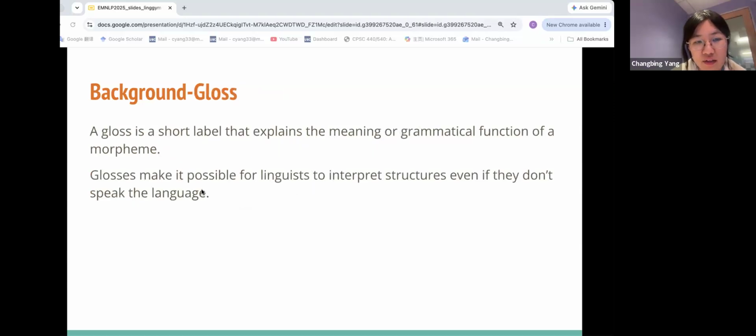The next step is called glossing. A gloss is a short label that explains the meaning or grammatical function of the morpheme. For example, in the previous example, the noun marker is called the gloss. And glosses make it possible for linguists to interpret structures, even if they don't speak the language.